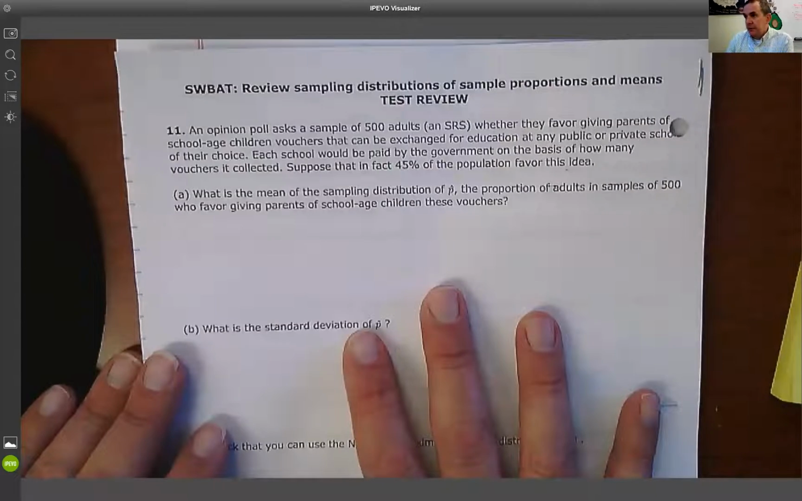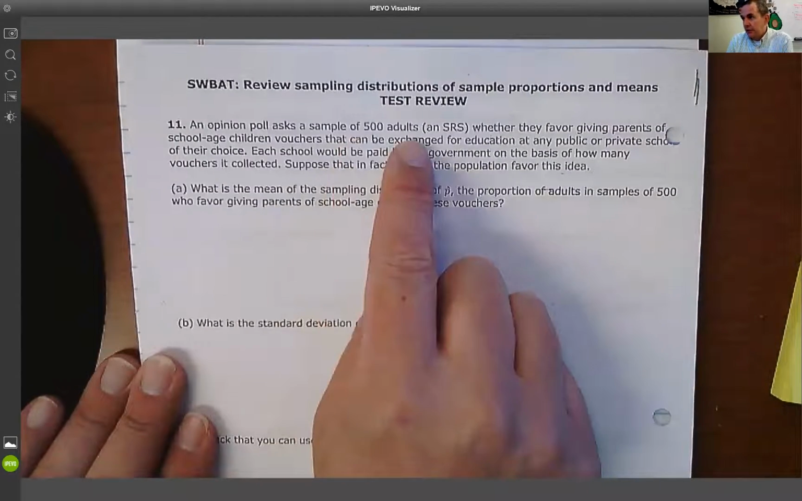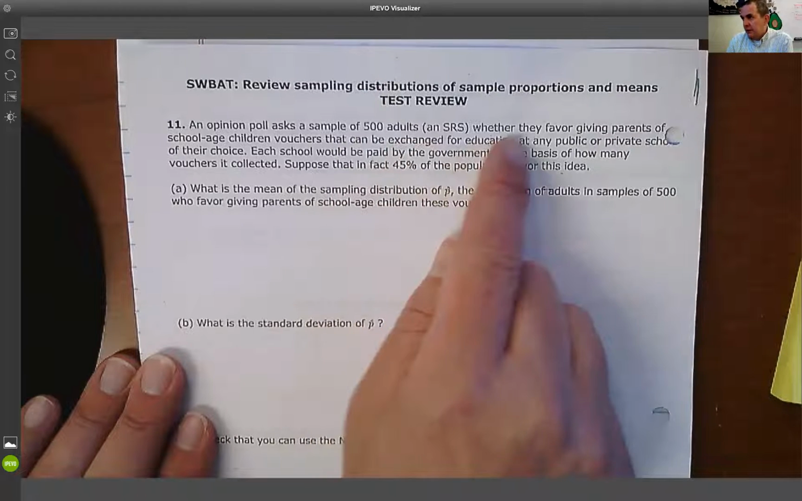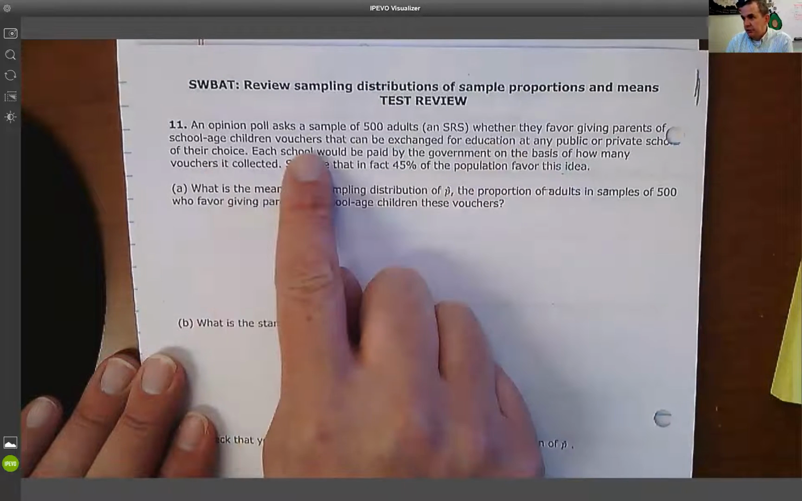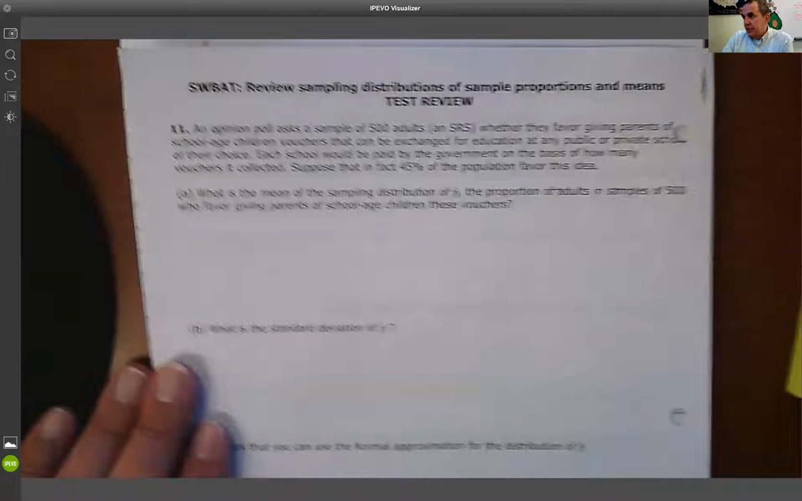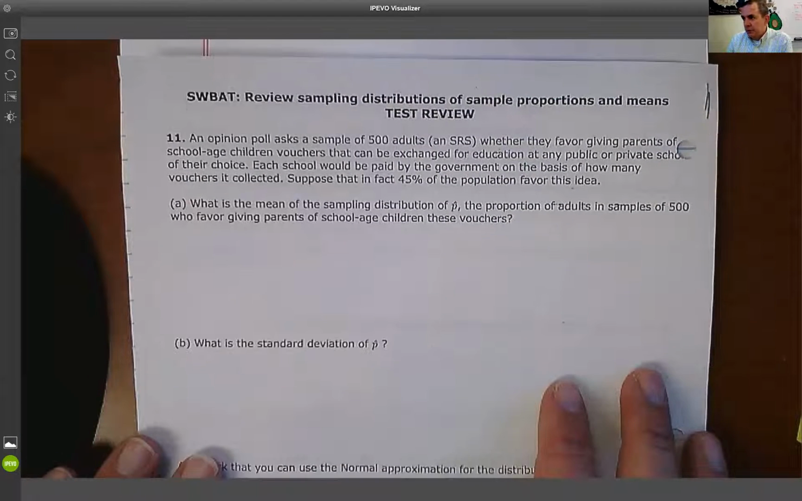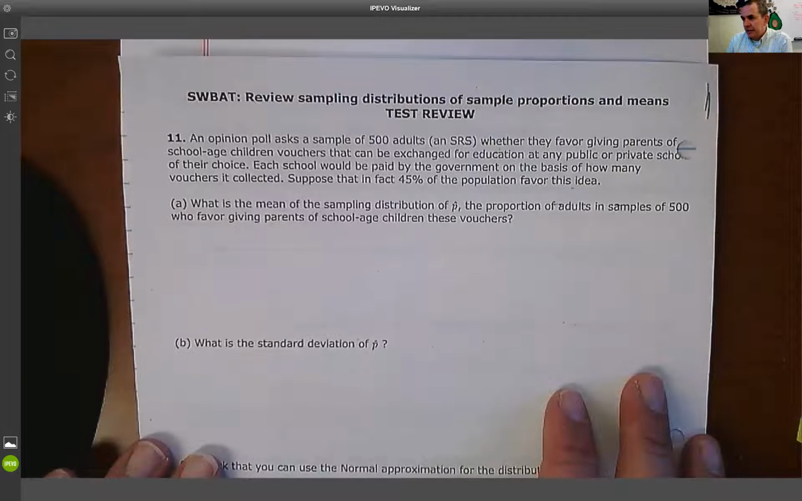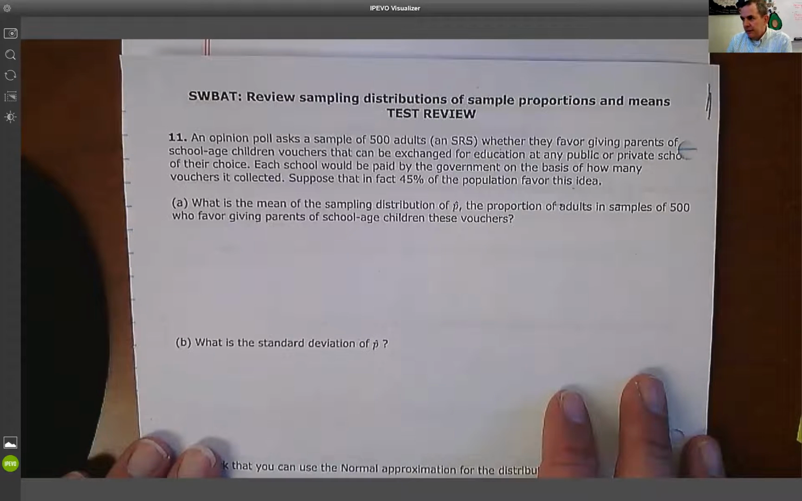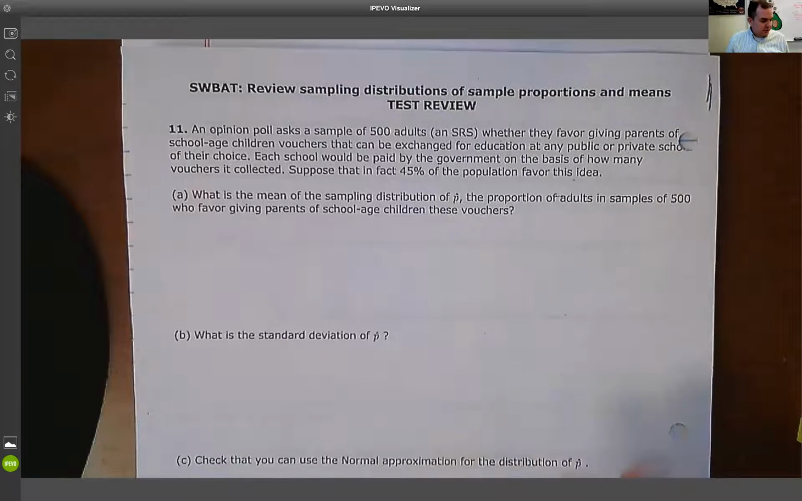Okay, let's do an example so that we can take a look and see what I'm talking about in the real world of a problem. In this case, an opinion poll asks a sample of 500 adults, an SRS, whether they favor giving parents of school-age children vouchers that can be exchanged for education at any public or private school of their choice. Each school would be paid by the government on the basis of how many vouchers it collected. Suppose, in fact, that 45% of the population favors this idea.